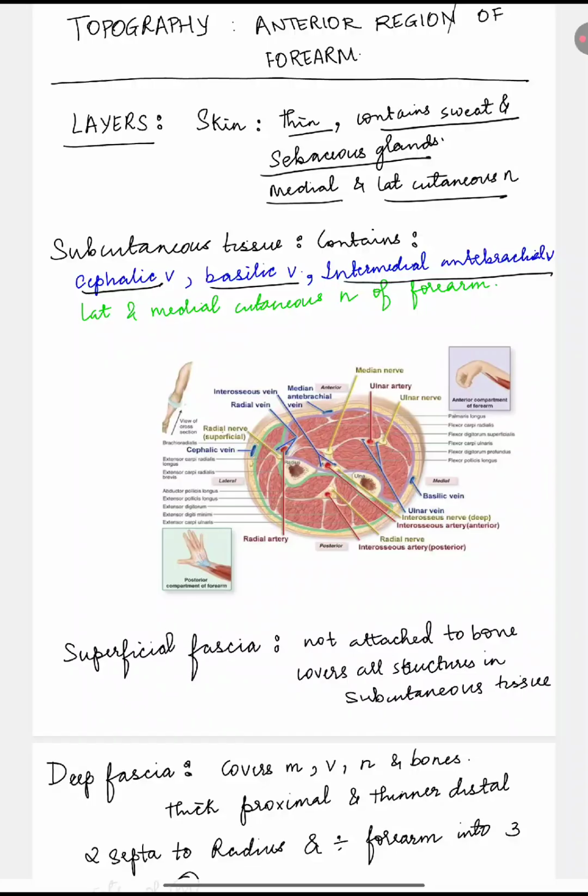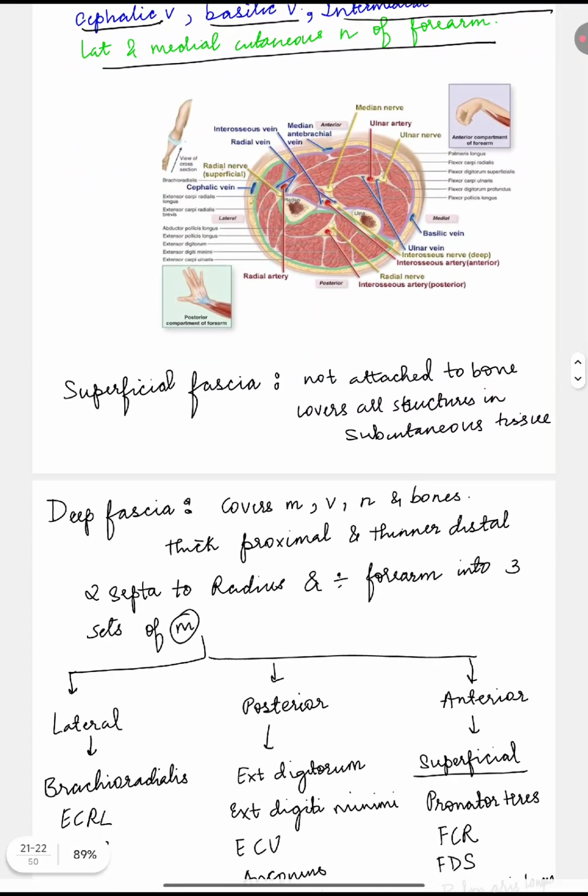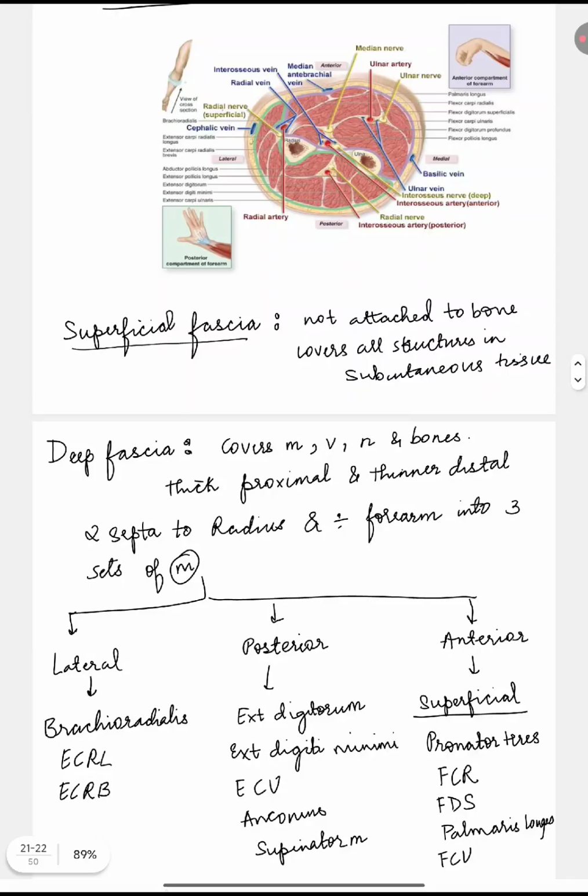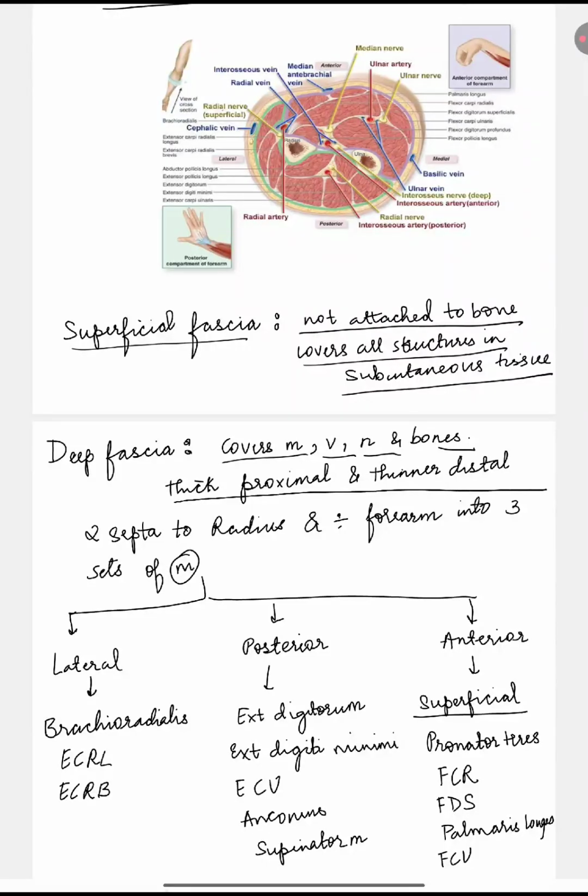And the lateral and medial cutaneous nerve of the forearm is present. Now there is superficial fascia. Superficial fascia is not attached to the bone and covers all structures in the subcutaneous tissue. Deep fascia forms the covering of the muscle, vein, nerves and bones. It is thick proximally and thinner in the distal region.